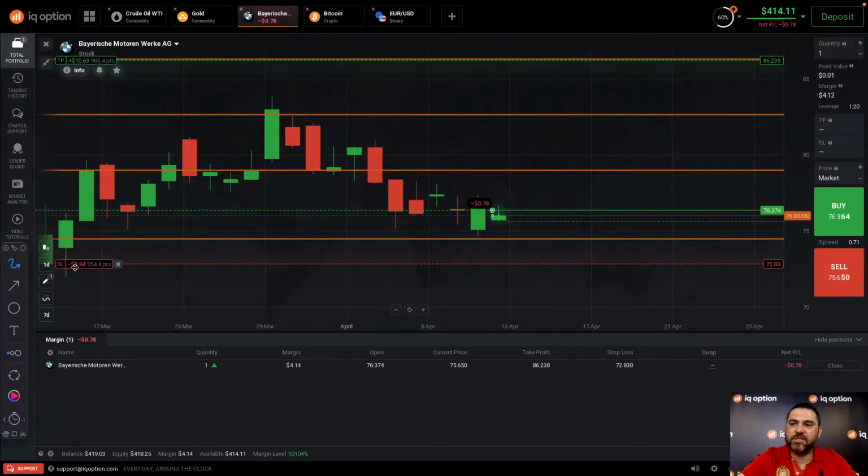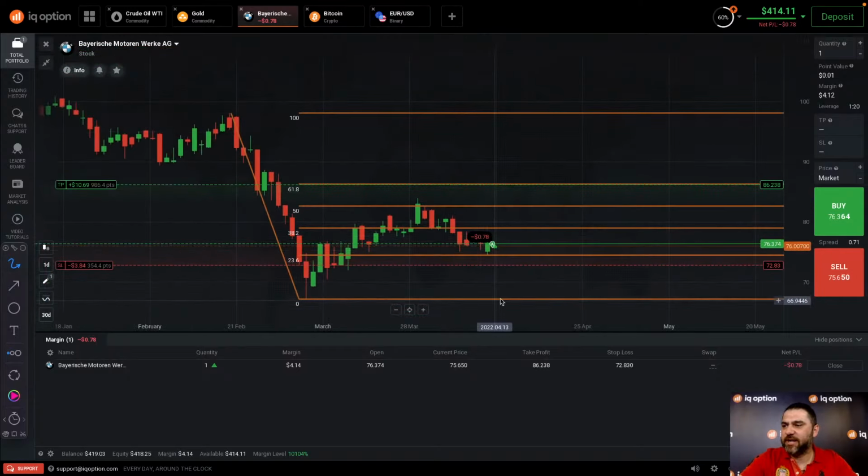I'm risking $3.84 and I'm looking to make $10.69 as my profit here. Easy, simple stuff. Very easy to understand, and it could be exactly the opposite. If I believe the market is going to come down, I will go for a sell trade, of course. I'll put my stop loss up here, and my take profit I would most likely look at at the 0.